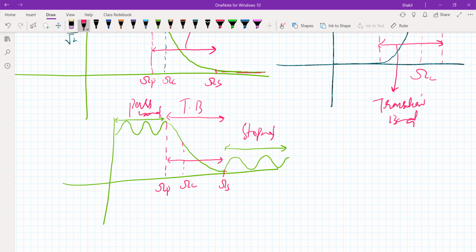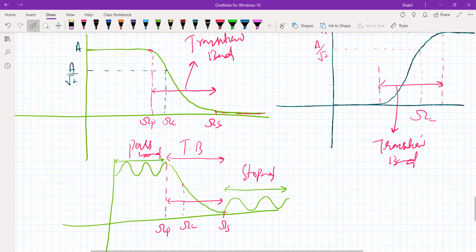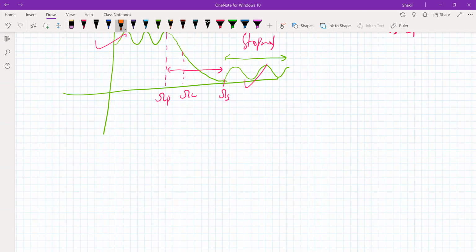And based on whether we allow the frequency response to remain flat in the pass band and stop band, or allow some ripples in the pass band and stop band, we have different types of filters, and the first type is the Butterworth filter.